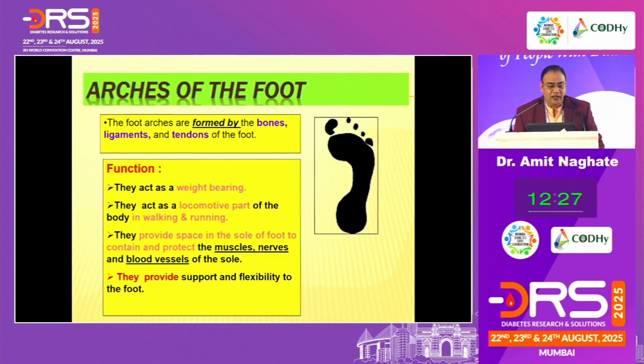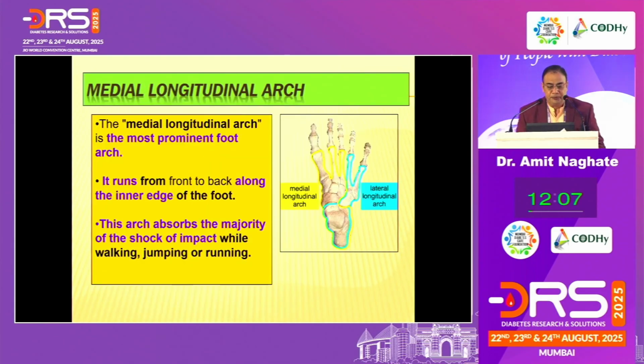As anatomy goes on, we start with the arches. Arches are formed with bones, ligaments, and tendons. Their main function is weight bearing, as locomotive organs for walking and running, providing spaces in the sole to accommodate muscles, nerves, and vessels, and providing stability and support.